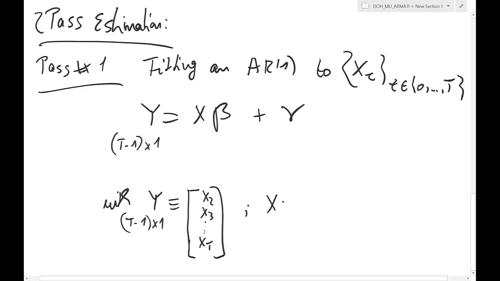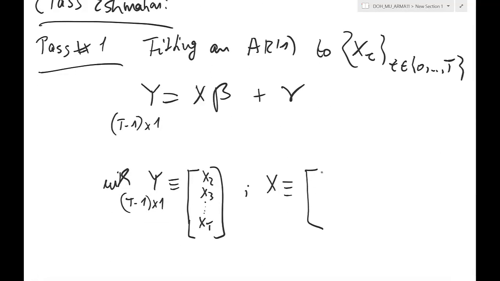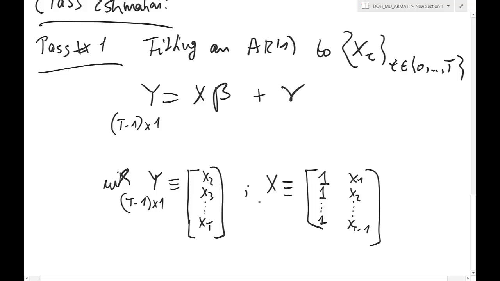Now what about the x? We fit an AR1, we want to estimate that coefficient and that coefficient here. Therefore the first column will be a 1 and the second column will have the AR structure of order 1, therefore we regress the second return on the first return. Or here the third return is regressed on the second return. All the way the tth return is regressed on t minus 1. So the dimension will be t minus 1 times 2.